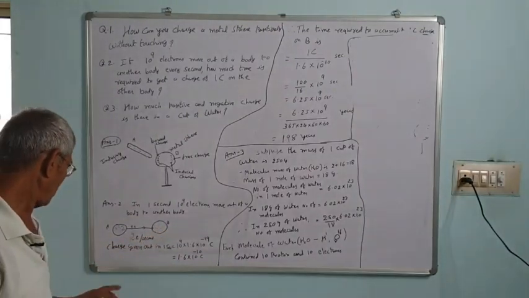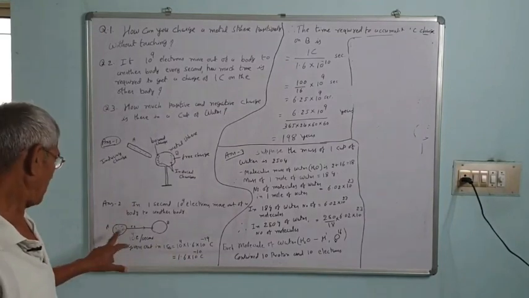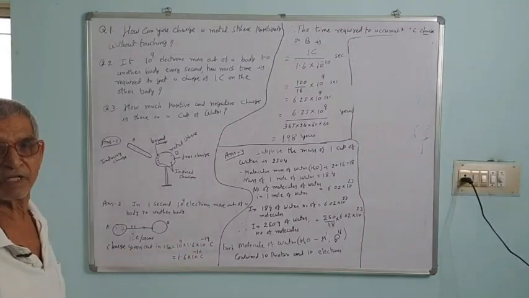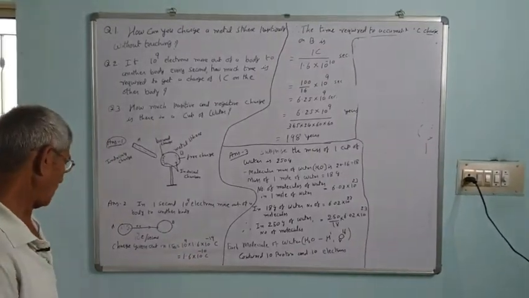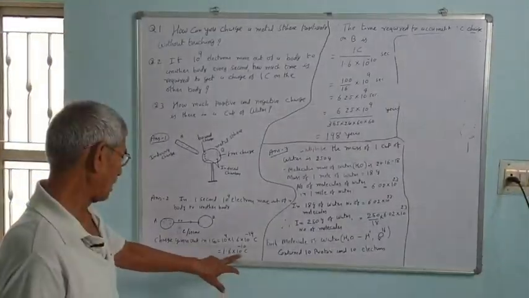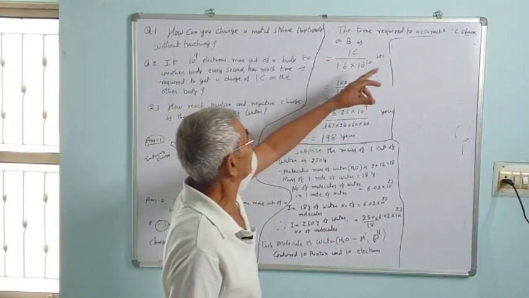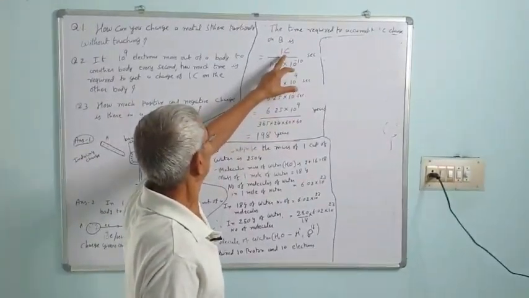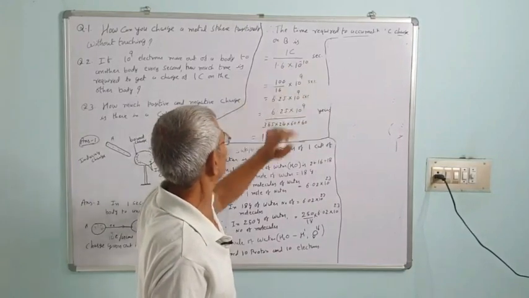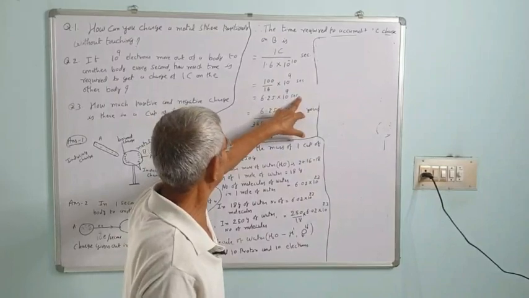That is our question. Charge given out in 1 second from body A is equal to 10⁹ times the electronic charge. What is the charge of an electron? 1.6 × 10⁻¹⁹ coulomb. We will not consider the minus sign here. That is equal to 1.6 × 10⁻¹⁰ coulomb. The time required to accumulate 1 coulomb charge is 1 coulomb divided by 1.6 × 10⁻¹⁰, which is equal to 6.25 × 10⁹ seconds.